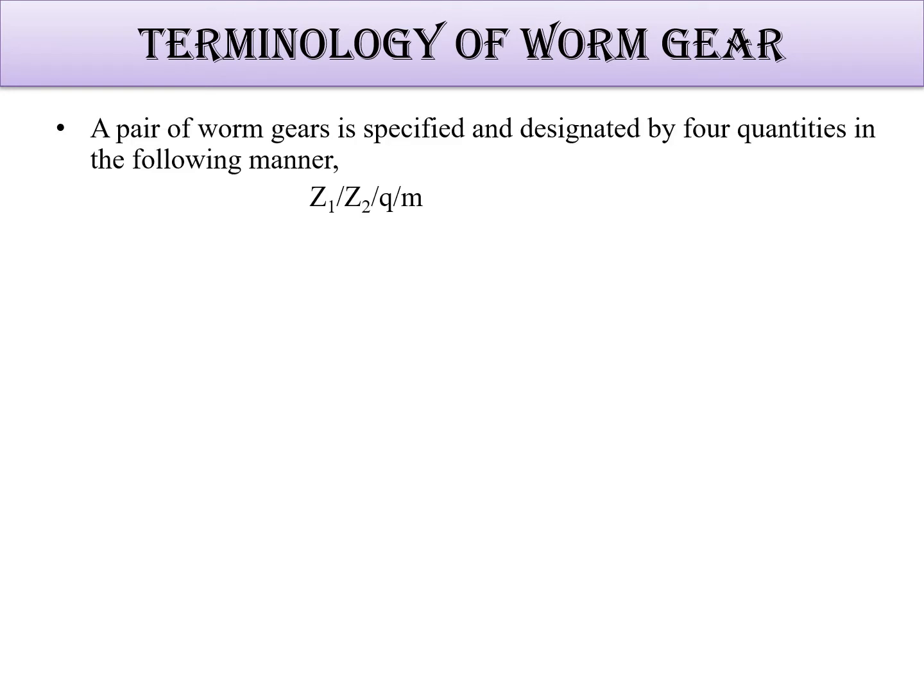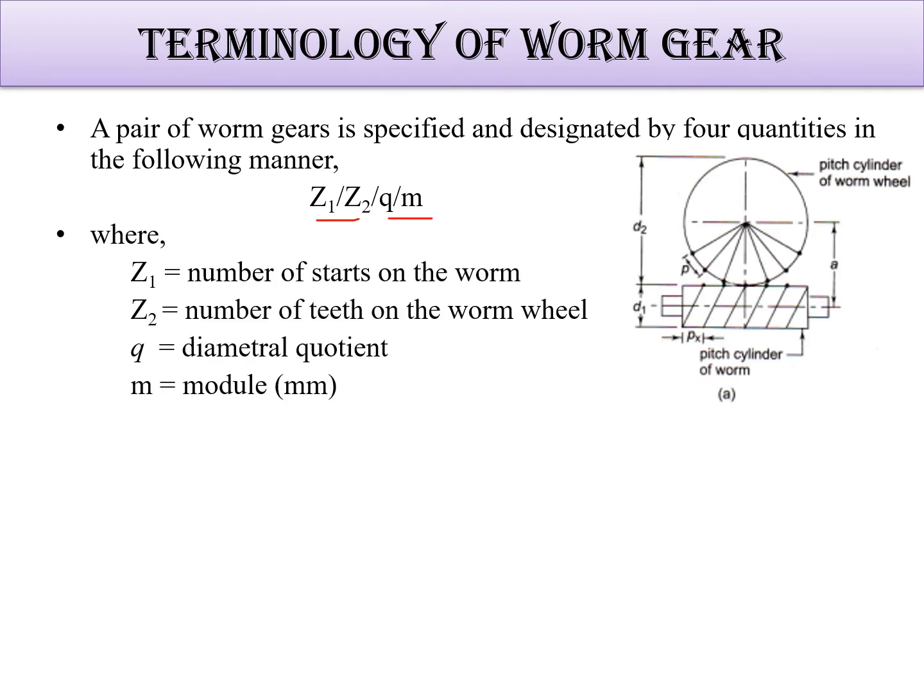So worm gear is designated in this way: Z1, Z2, Q and M. So what is Z1? What is Z2? Z1 is the number of starts on the worm. This is the worm, and the worm wheel is this. So Z1 is the number of starts on the worm and Z2 is the number of teeth on the wheel.